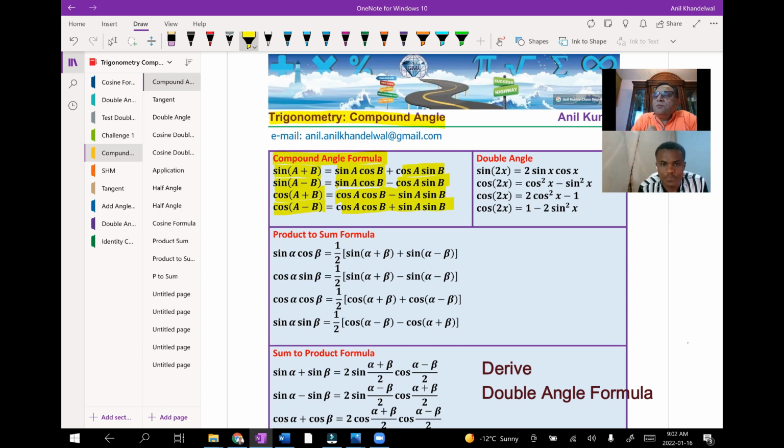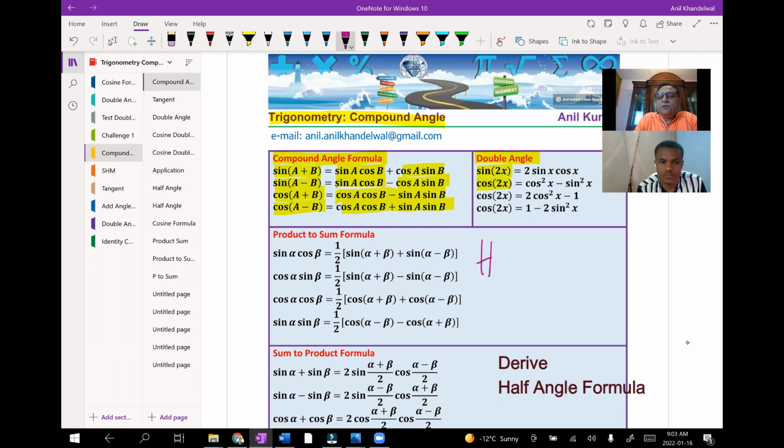Now, from here, how do we derive the double angle formula, which is the formula for sine 2x and cos 2x? That is what we will look into in today's video, correct? And from double angle formula, we'll also see how that could relate to half angle formula. Is it okay? Yeah.